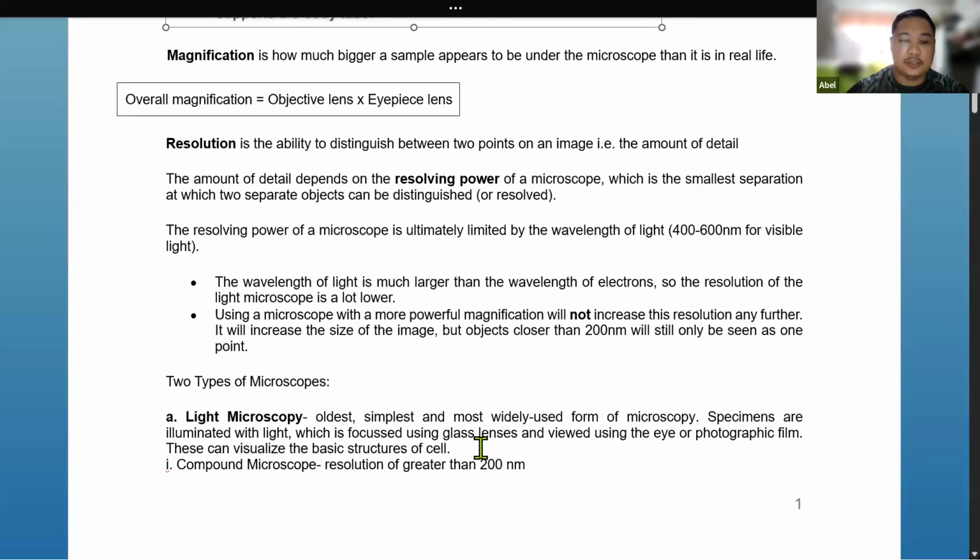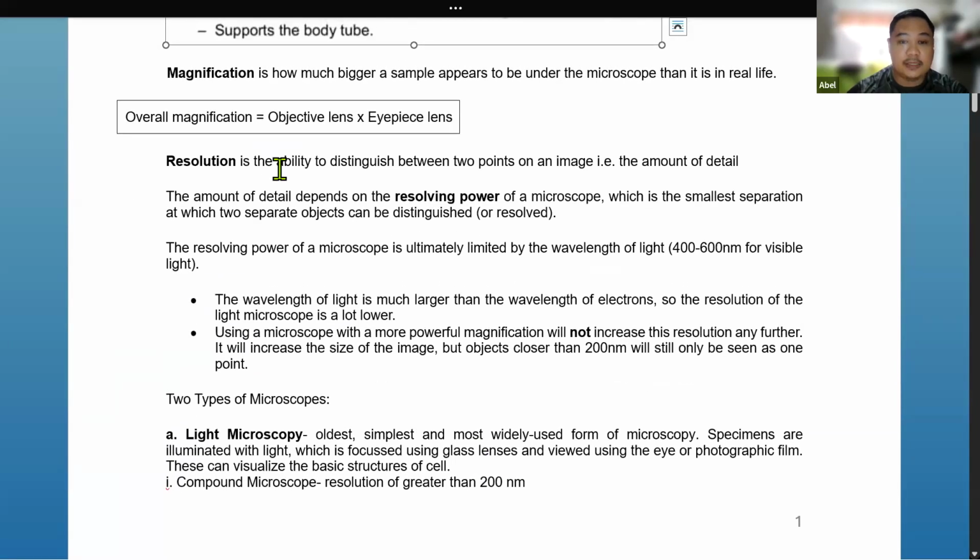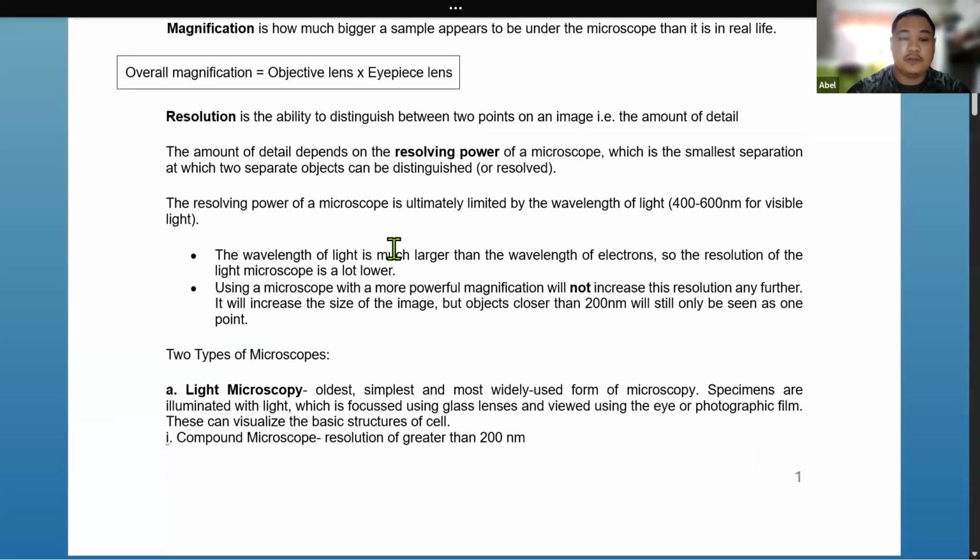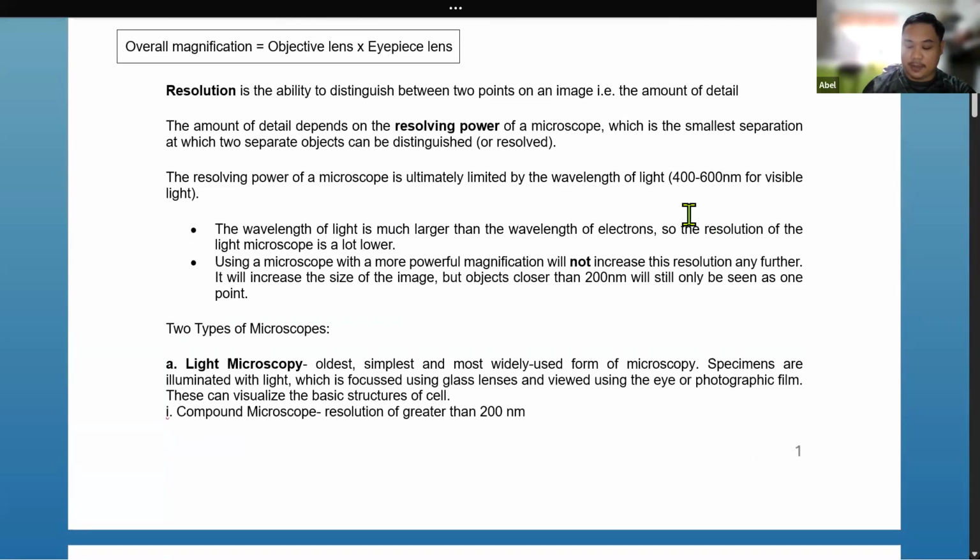We also have the terminology known as resolution. It is the ability to distinguish two points on an image, for example, the amount of detail. Take note that the amount of detail depends on the resolving power of the microscope, which is the smallest separation at which two separate objects can be distinguished. Usually, the resolving power of a microscope is limited by a wavelength of 400 to 600 nanometers for visible light. The wavelength of light is much larger than the wavelength of electrons, so the resolution of the light microscope is a lot lower.